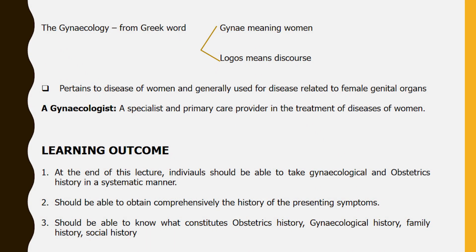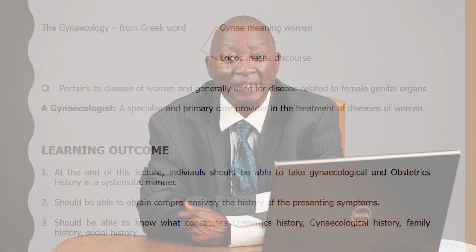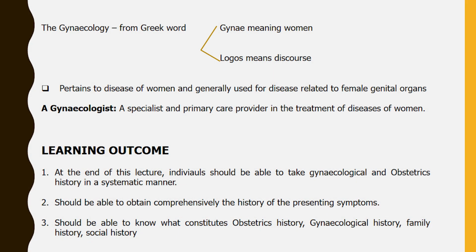Our learning outcomes at the end of this session: one, you should be able to take gynecological and obstetric history in a systematic manner. Two, you should be able to take the history of the presenting complaints. And three, you need to know what constitutes gynecology history, obstetric history, family and social history, and perhaps systemic history.